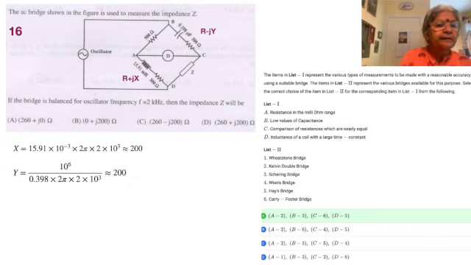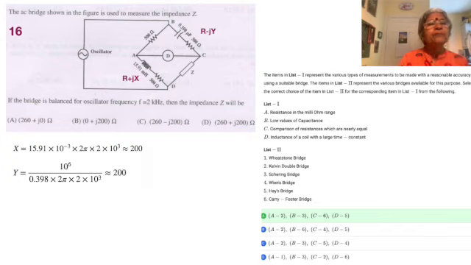Okay, so let's read. The AC bridge shown in the figure is used to measure the impedance Z. If the bridge is balanced for oscillator frequency f equal to 2 kilohertz, so that gives rise to 2 pi f, which is 2 kilohertz, then the impedance Z will be. Okay, so first let us look at the answers. We see that for the resistive component, it's either 260 or 0. So you don't compute. You just chuck out 0 if it is not applicable. Otherwise, you use 260. The others are all either 200 or 0 with a positive or a negative value.